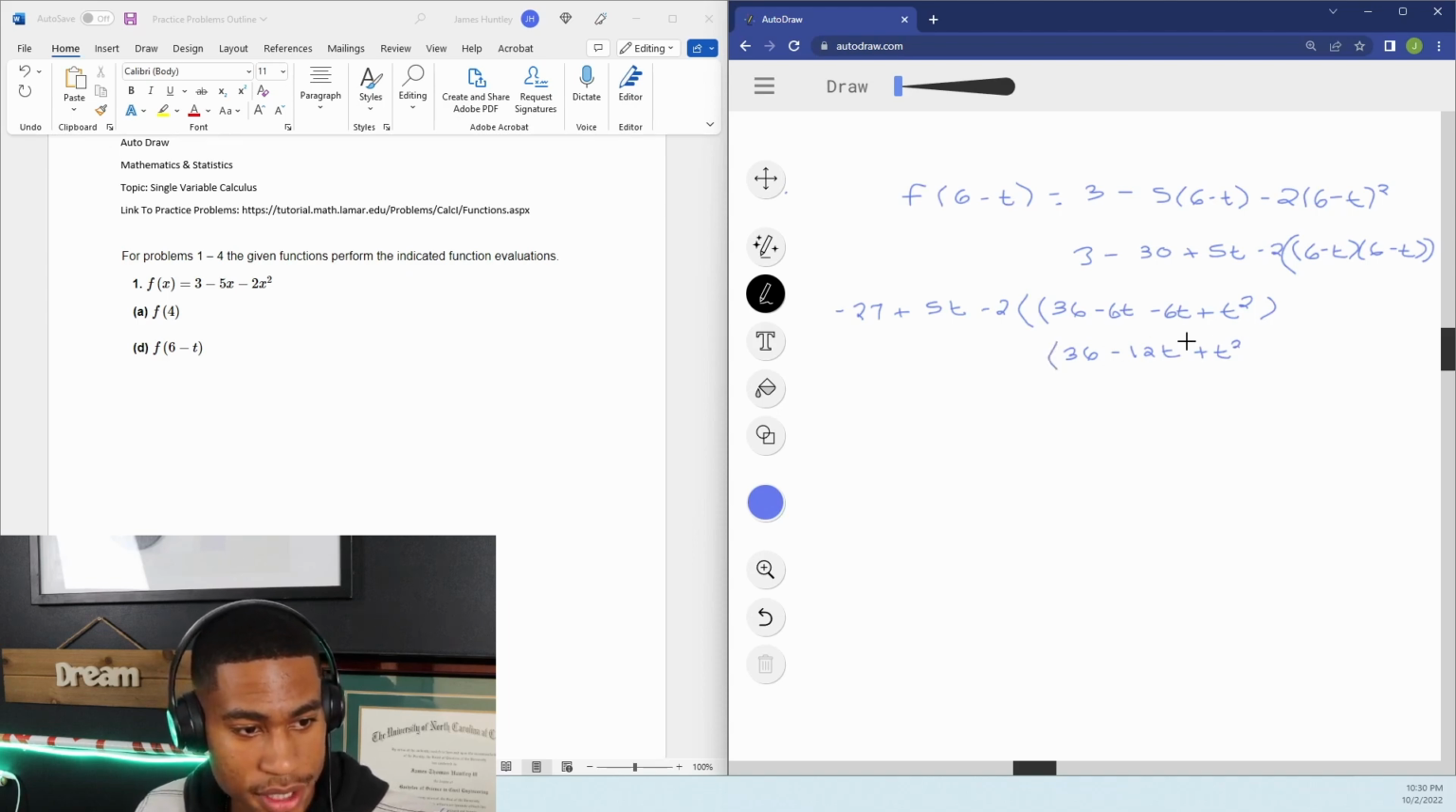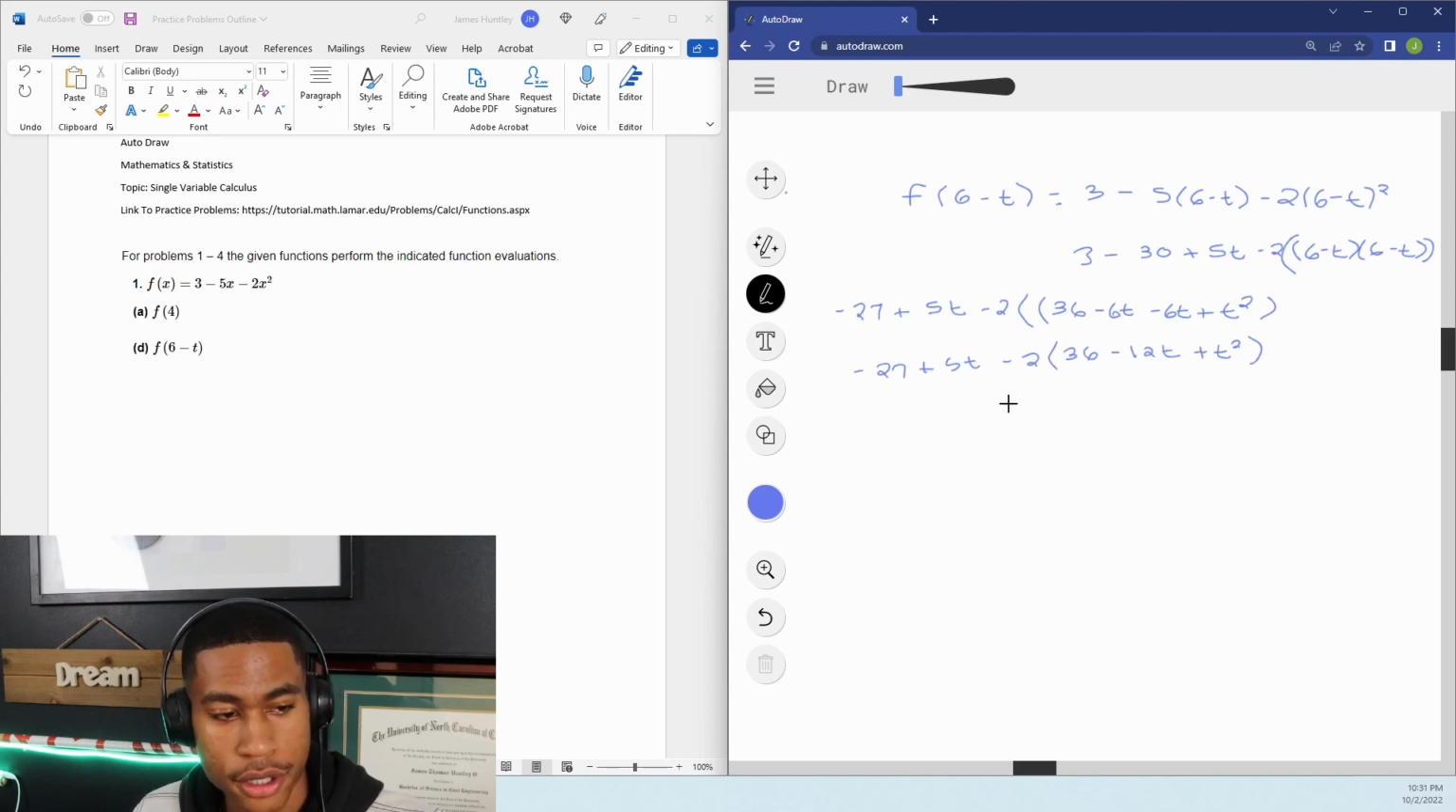And now we have to multiply that all by a negative 2, plus 5t, negative 27. All right, so hopefully you're following along with me. This is taking me longer than it probably should, but I'm trying to go at it at a decent speed.